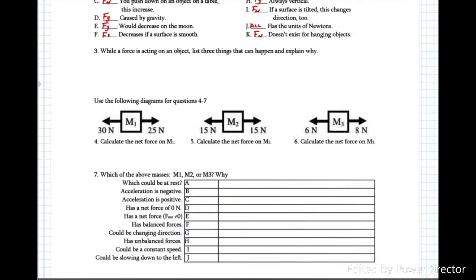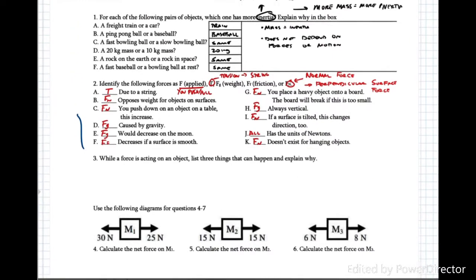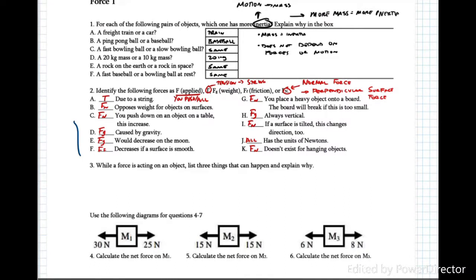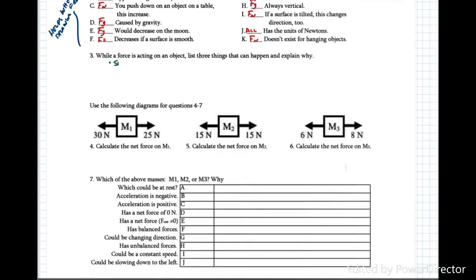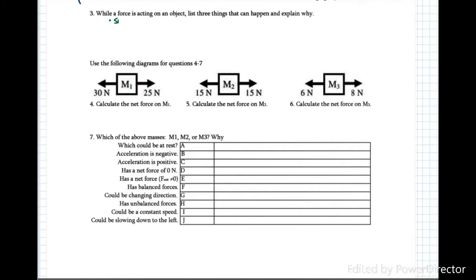So when a net force, when a single force is acting on an object, knowing what these forces are helps when we are drawing a free body diagram. That's why we spent the time going through all the forces acting on an object. Number 3: list 3 things that could happen to explain why.